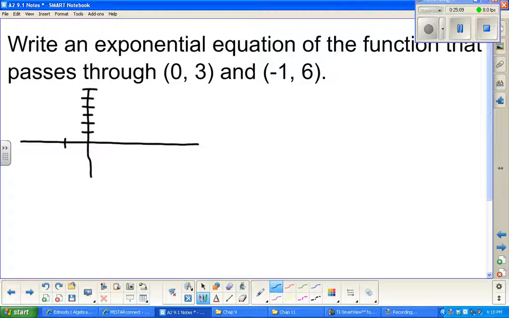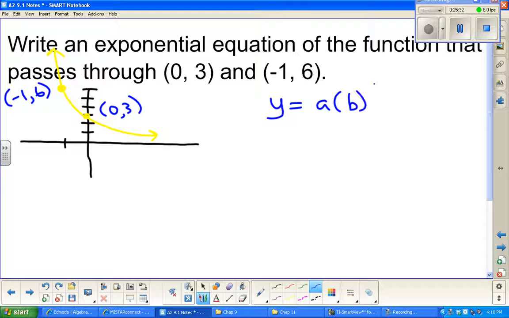and negative 1, 6. So we have a point at negative 1, 6 up here, and a point at 0, 3. We know it's exponential, so it's doing something like that. Let's see if we can figure out the equation here. Since it's exponential, again, we know the format a times b to the x. The starting point is going to be our a value, where we are when x is 0.